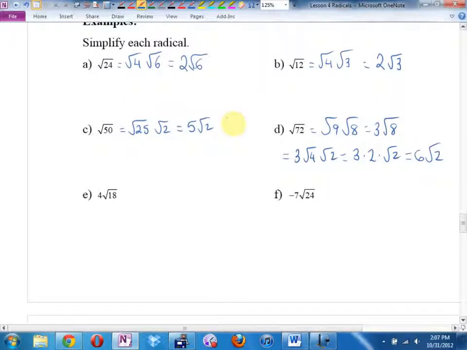E, 4 root 18. Okay, I think you can already figure out the 4 just stays in front for a little bit, just like that 3 stayed in front for a little bit in the previous one. 18 is what times what? Don't say 6 times 3, it doesn't do me any good. It's root 9, root 2.